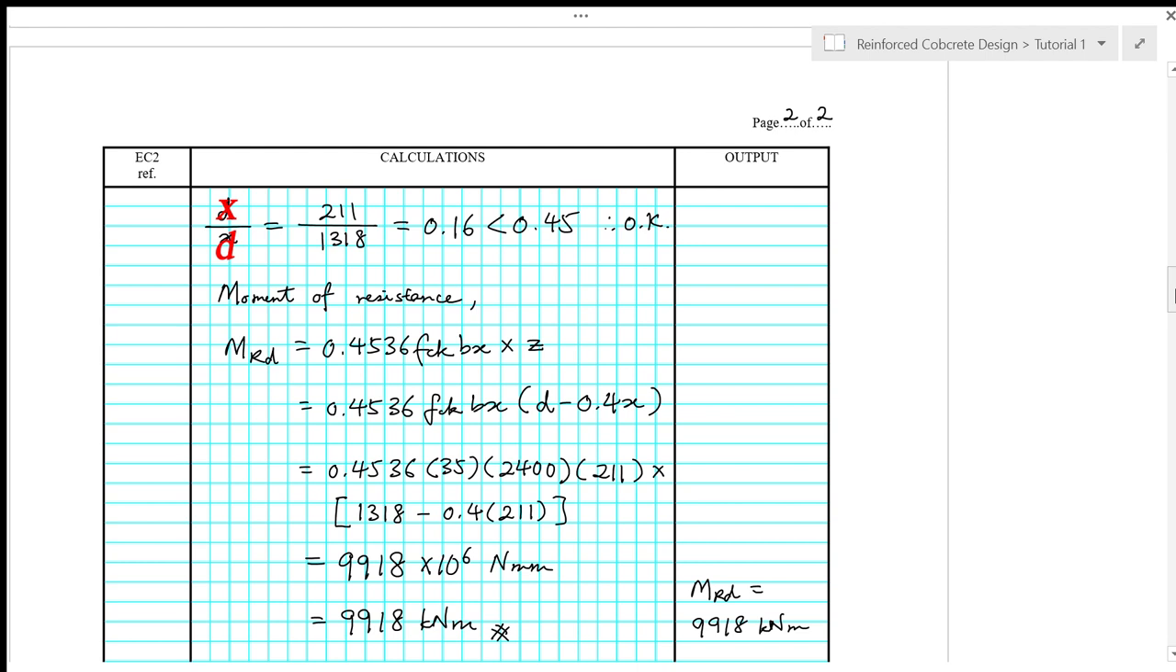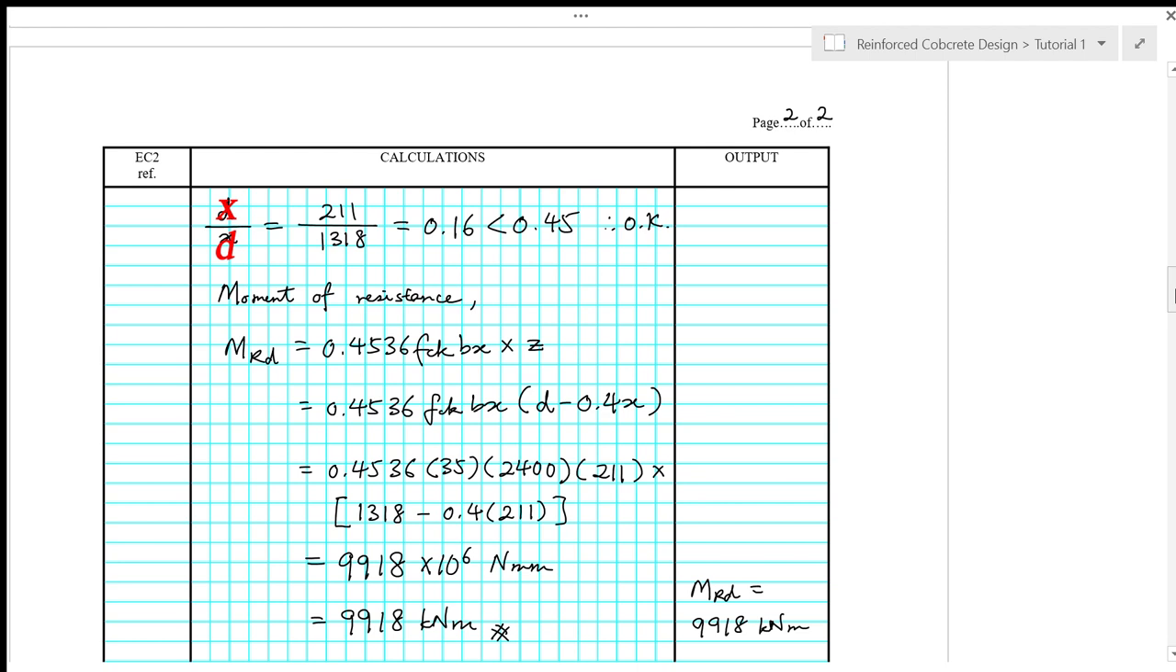After that, we calculate the x over d value, which gives us 0.16. So it's smaller than 0.45. So the neutral axis depth is okay, it is not more than 0.45d. After that, we can calculate the moment of resistance using the concrete compression multiplied by the moment arm z, which is d minus 0.4x.